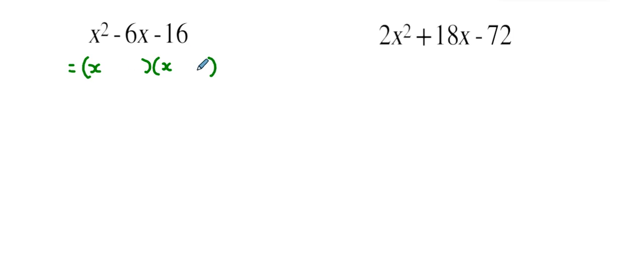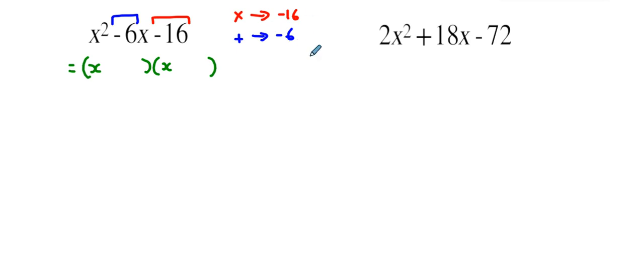And we're looking for two numbers that are going to go in as a second term in each bracket. Now what we do here is we look at the negative 16 that's here, and I'm looking for numbers that will multiply together to produce negative 16, and then I look at the coefficient on the x, that's negative 6, and I'm looking for numbers that will add to produce negative 6.